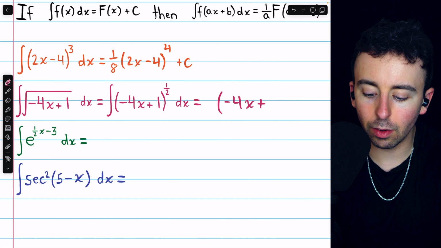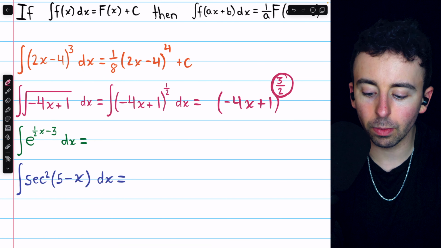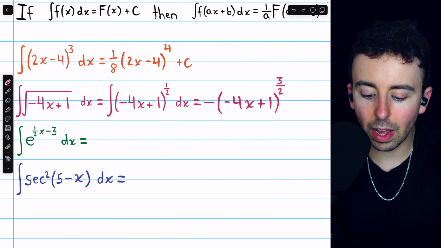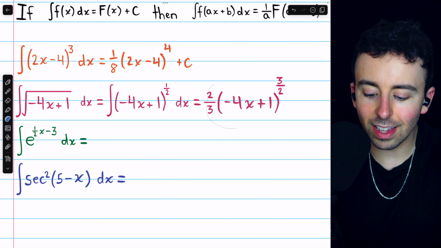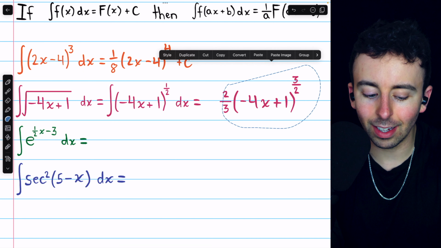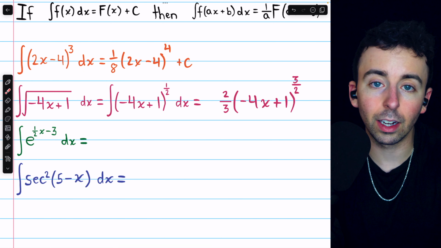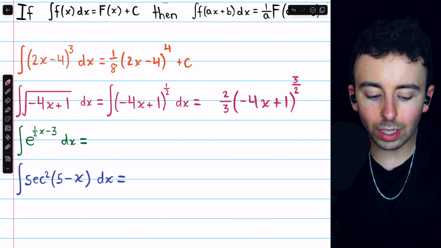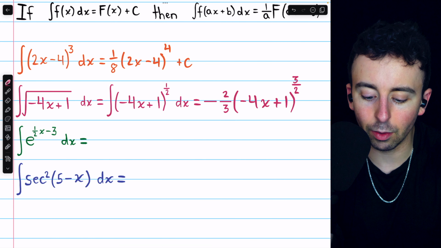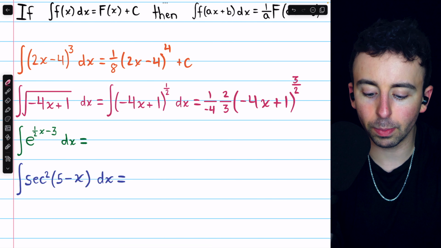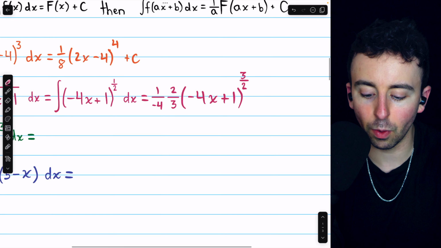So we have negative 4x plus 1 to the power of 3/2. Then we need to divide by the new power of 3 over 2. Dividing by 3 over 2 is the same as multiplying by 2 over 3. But because the input isn't just x, it's a linear function, negative 4x plus 1, we need to divide by the slope of that linear input. We need to divide by negative 4. So that's the same as multiplying by 1 over negative 4.